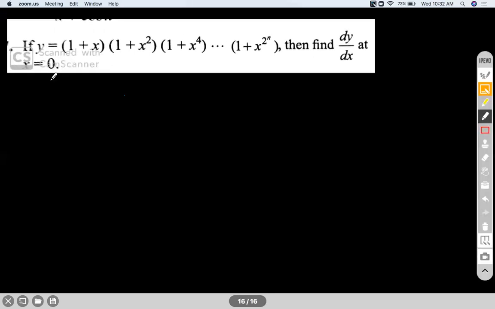So 1 plus x, 1 plus x square, 1 plus x 4, 1 plus x to the power 2 to the power n. Find dy by dx at x equal to 0.